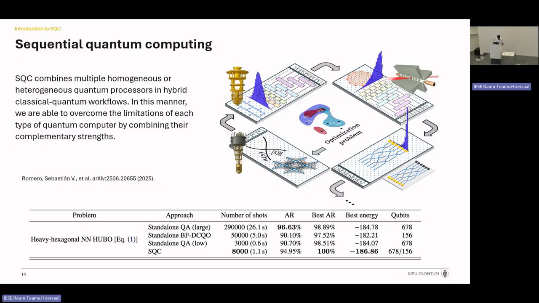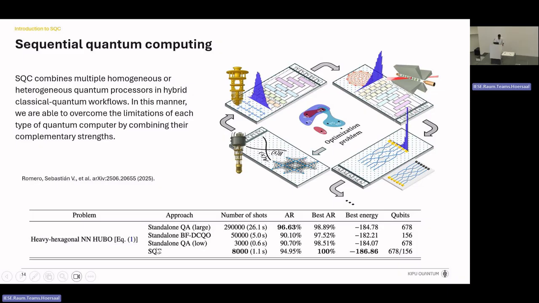What we have shown is that standalone QA is just quantum annealing on D-Wave. The problem that we consider is higher order unconstrained binary optimization, which requires mapping it into QUBOs on D-Wave. That results in 678 qubits. We took around 300,000 shots, and the approximation ratio that we got is around 96%, and the best solution is still not the ground state. Then we tried bias-field DCQ, our own algorithm, running on IBM only, and still we were not able to find the ground state.